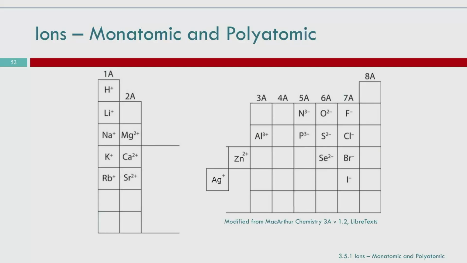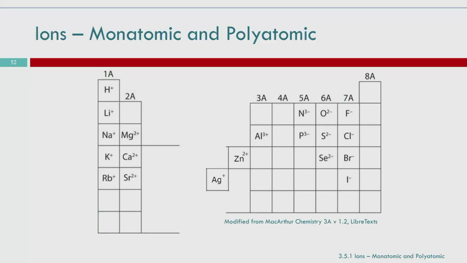So here we can see far left are 1A, our alkali metals. These all have a 1 positive charge. Just slightly further over to the right are alkaline earth metals, alkaline earth being longer than alkali metals. Those are all forming 2 positive charges. In our 3A, we've got aluminum forming a 3+ charge. We can see our staircase stepping down to zinc, 2+, stepping down to silver, 1+. And we also have in our nonmetals area our 5A that form 3-, our 6A that form 2-, and our 7A that form 1- charges.